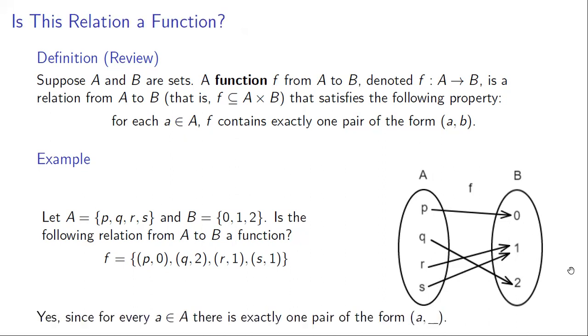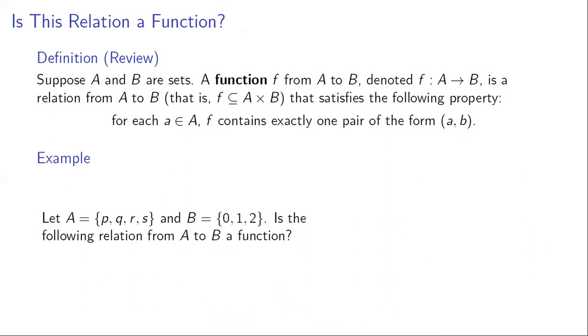Yes, it is a function, since for every little a in set A, there is exactly one pair of the form (a, blah), whatever. Meaning we have 4 different values of a: P, Q, R, and S. For each of those 4 values, we have an ordered pair. So we have (P, something), (Q, something), (R, something), (S, something). It doesn't matter what's in the second part, but the point is that for each little a in set A, f contains exactly one pair of the form (a, b).